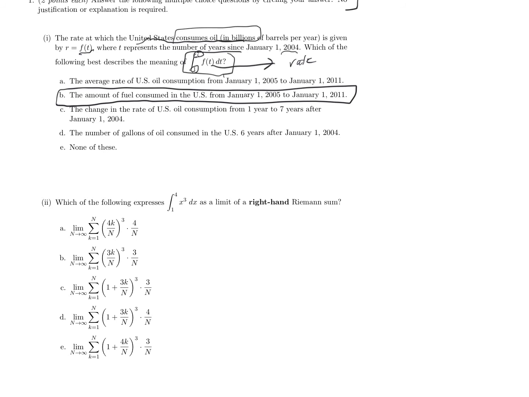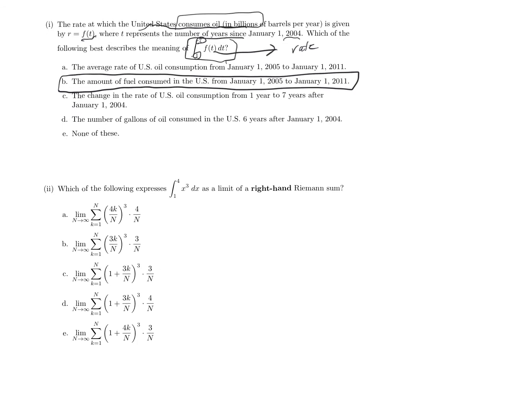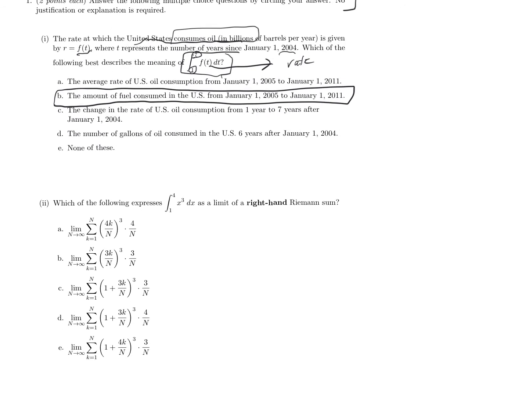Now, for part 2, we're looking at rewriting an integral statement as a right-handed Riemann sum. So, what we do for this, we need to first look at the interval that we're integrating over. So we're integrating from 1 to 4. That means a equals 1 and b equals 4, right?